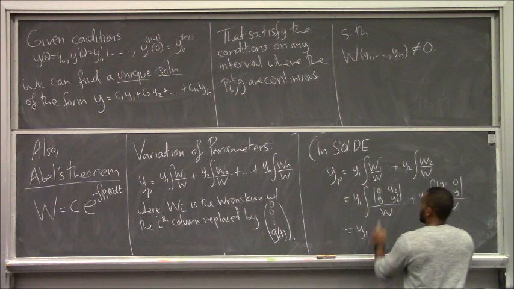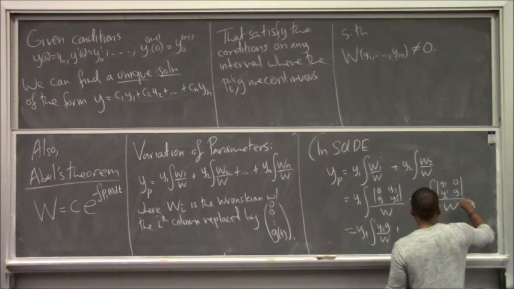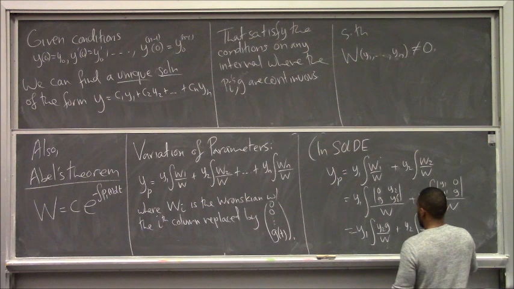Now you have this times this minus that times that, so the minus comes out here, and you have the y2 times g over w. Here you have this times this, which is positive, minus 0. So that's y1 g over w. So this negative sign actually came from the plus.